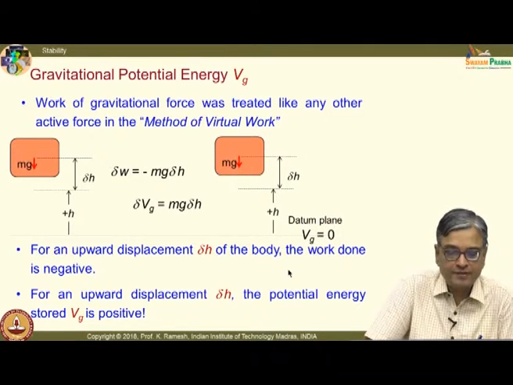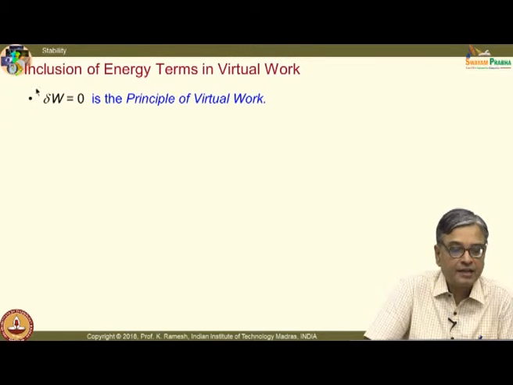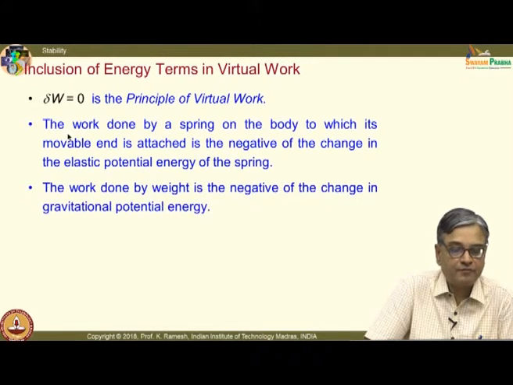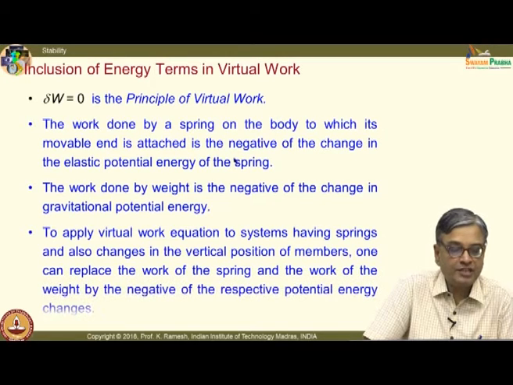So, what is its influence when we look at the principle of virtual work? We had studied that if virtual work done equals 0, then the system is in equilibrium. I can now bring in the energy terms and rewrite the principle of virtual work. We have seen the work done by a spring is the negative of the change in the elastic potential energy of the spring. Similarly, work done by weight is the negative change in gravitational potential energy.